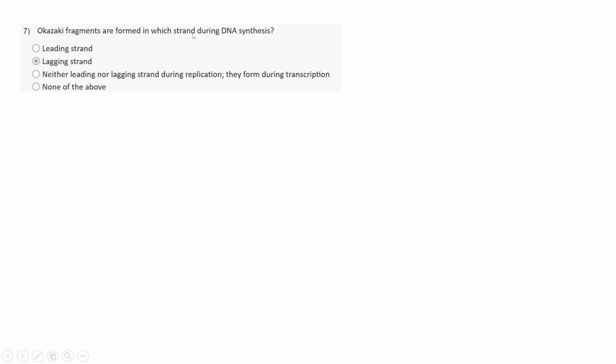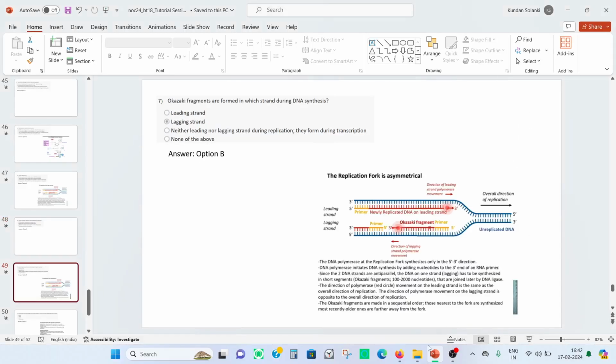So Okazaki fragments are formed in which strand during the DNA synthesis? The leading, lagging, neither leading nor lagging, none of the above. So which can be the correct option in this case? So Okazaki fragments are formed in the lagging strand. Okay.